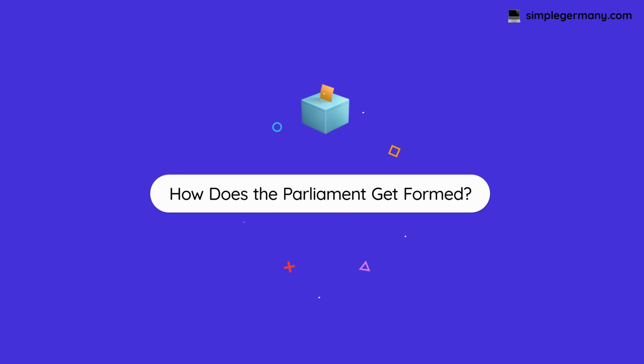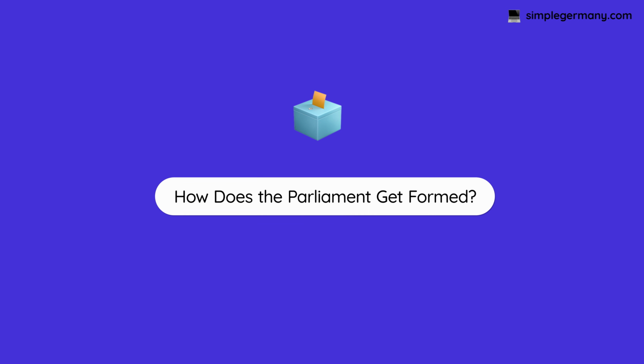Now the second vote, the second column on the right, goes to the political party on a state and federal level. It is the stronger vote, and it determines the overall percentage a party will be represented by in the parliament. Now that we know the difference between the two votes, the next question is, how does the parliament get formed?